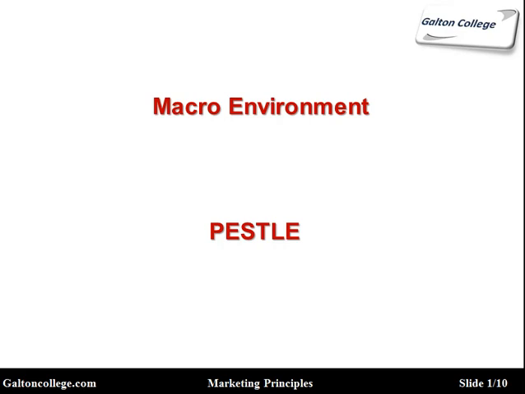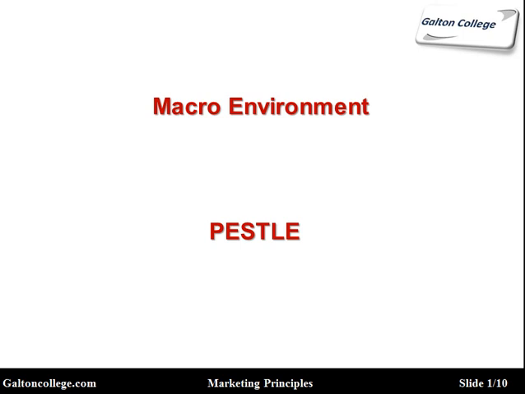In this session I want to talk about the macro environment and how it impinges on an organization. By macro environment we mean all of the influences that are outside of the business. These are the big influences coming from the economy, coming from the government, coming from international trade and international agreements. Big influences that are outside of the business but nonetheless impact on the business. We call these the macro environment.